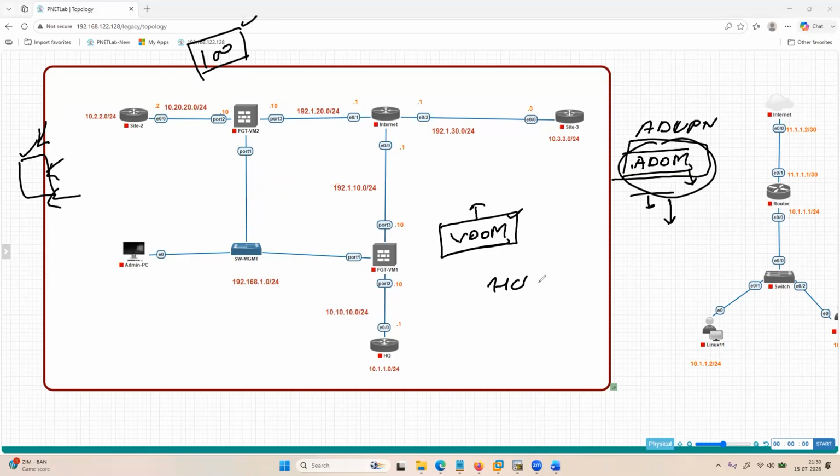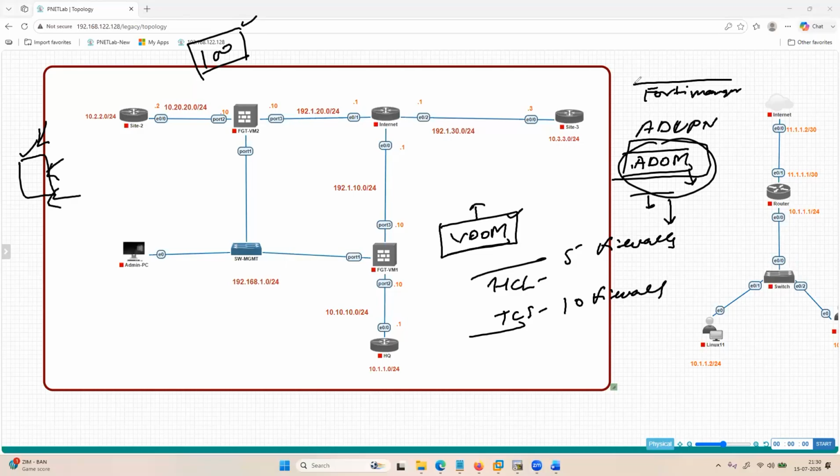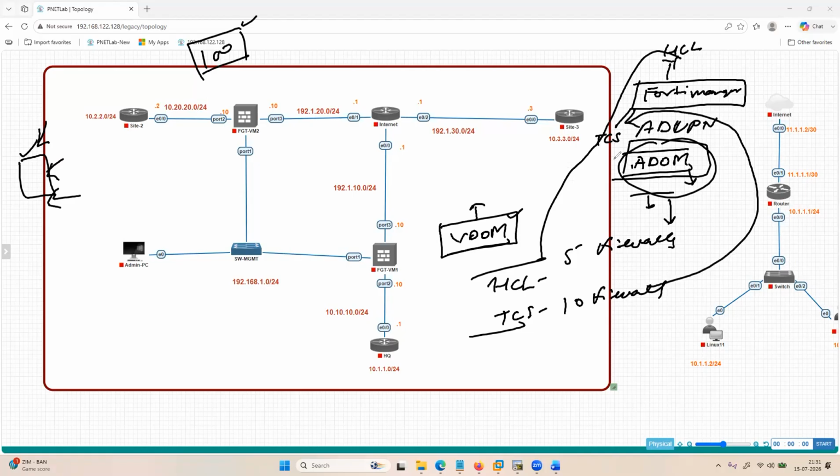Let's suppose we have company HCL. They have five firewalls. We have one company TCS. They have 10 firewalls. And those 5 and these 10 firewalls are integrated with one FMG, that is FortiManager. How will you put it in FortiManager? Simply you go inside it and create two ADOMs. First one with the name of HCL, another with the name of TCS. You take all the 5 here and all these 10 here. Getting it? And you will be able to manage that. Good.